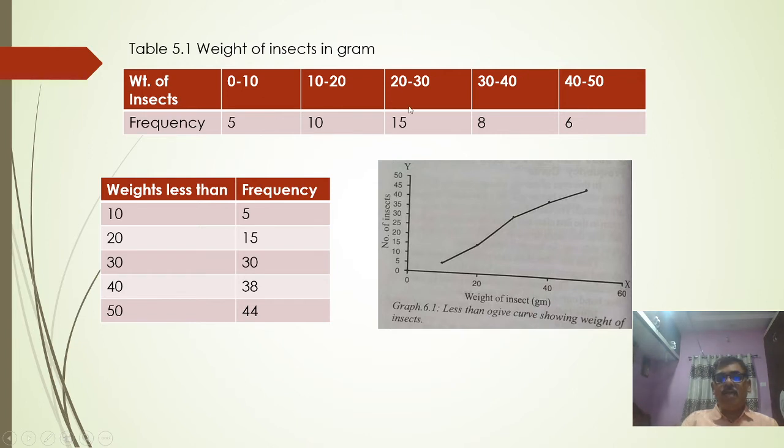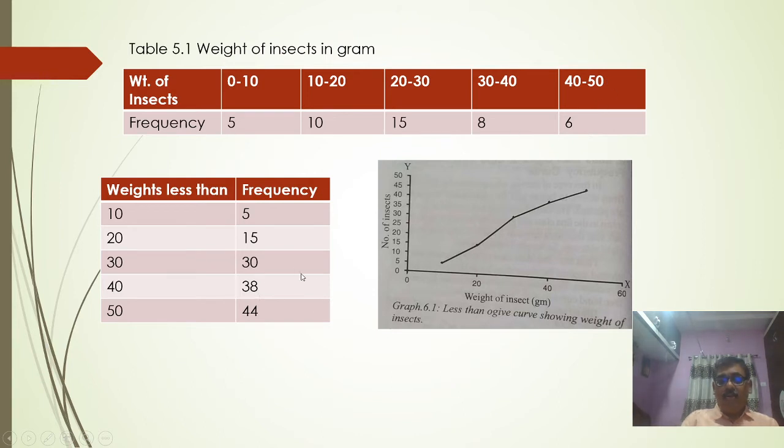Then those insects having weight less than 30 grams, these are 15 plus 10 plus 5, that equals 30. Those insects having weight less than 40 grams is the cumulative of all these, that is 30 and 8, which is 38. And the insects having weight less than 50 grams is the cumulative of all, that is 44.